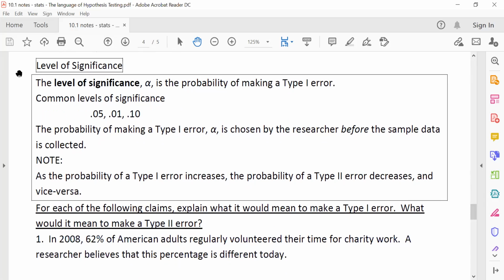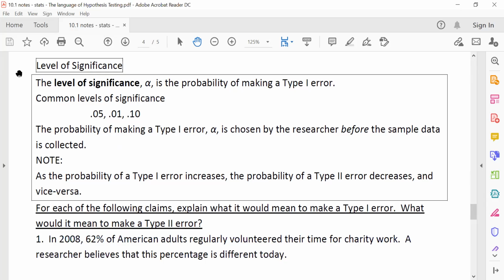So the level of significance, alpha, is the probability of making a type 1 error. It is something that we decide. The probability of making a type 1 error, alpha, is chosen by the researcher before the sample data is collected. It's chosen by the researcher at the beginning when they're setting up the hypothesis test and planning it out and then going to execute. That's kind of interesting. We set the probability that we make a mistake.